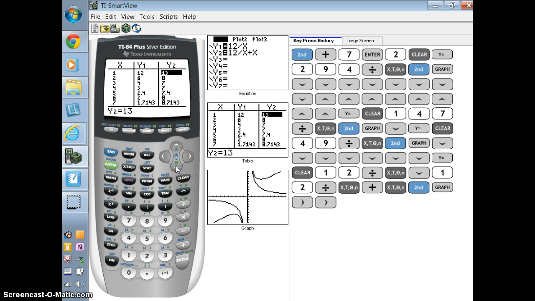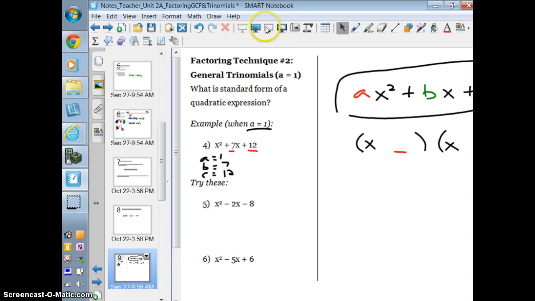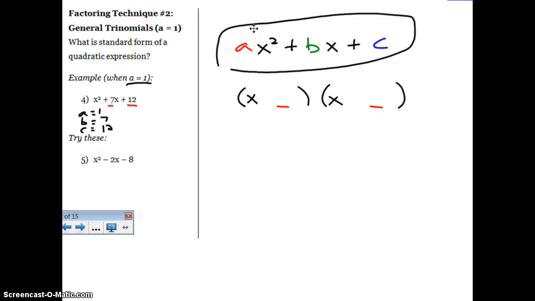The b value from our problem was 7, right? So there it is. Now look at the numbers that go with it, 3 and 4. So here's what you're going to do with that 3 and 4. You're going to put them right here. So, how would you factor x squared plus 7x plus 12? Well, it factors to be, I'll rewrite it again, x plus 3 times x plus 4.